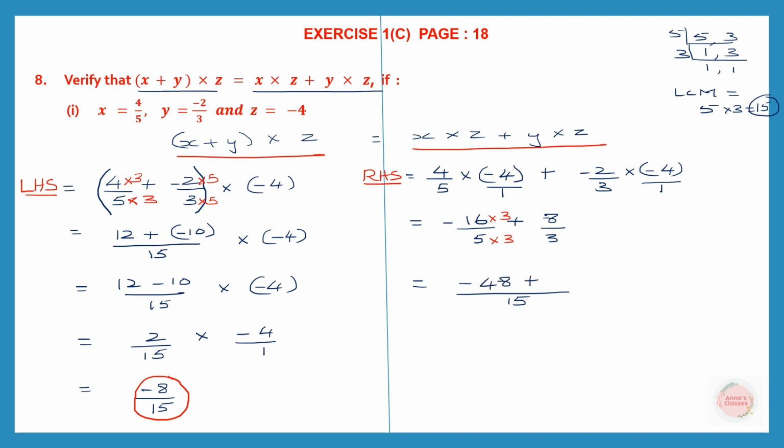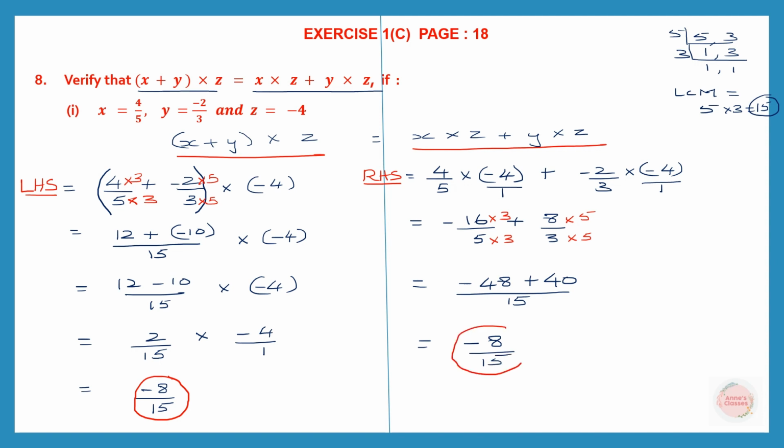Plus, go to the next one. 8 by 3, 3 into 5 is 15. So let's write that, 3 5s are 15. So multiply 8 also by 5. 8 5s are 40. So here what do we have? Minus 48 plus 40, signs are different. Put the sign of the bigger number and subtract. 48 minus 40 is 8 and 15 we have. So here what's the answer on the right hand side?